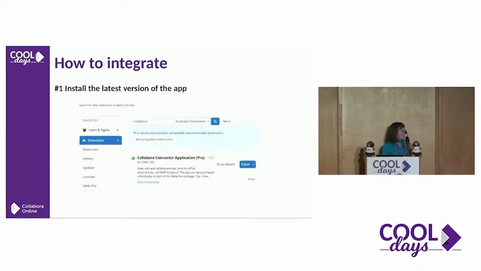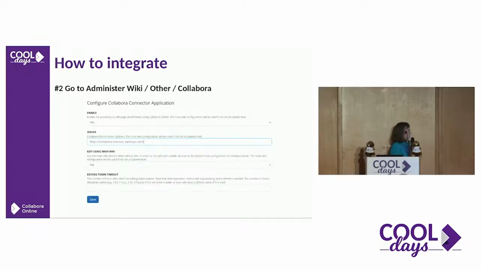So on how it works, before being able to use the Collabora integration, you would first need to install it and then to configure it. I will say a few words only about two of these configurations. One is the server. So in order to have the integration working, you need, besides the XWiki instance, a Collabora instance hosted by you or another provider. And you need to add the server address in the configuration.